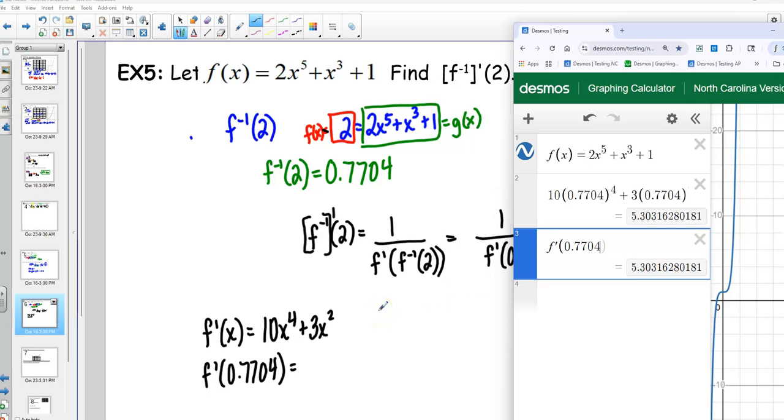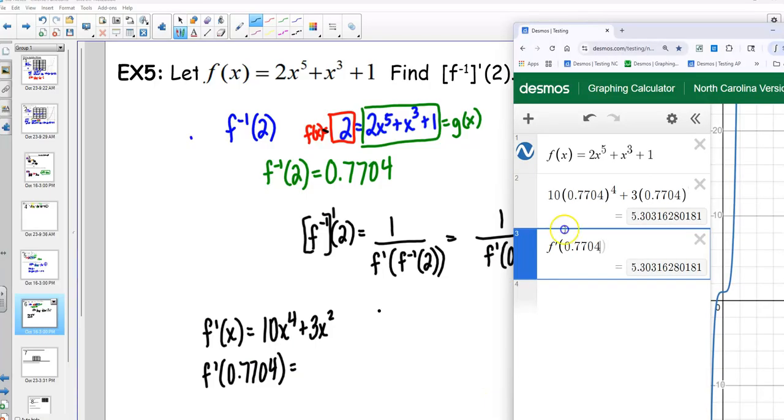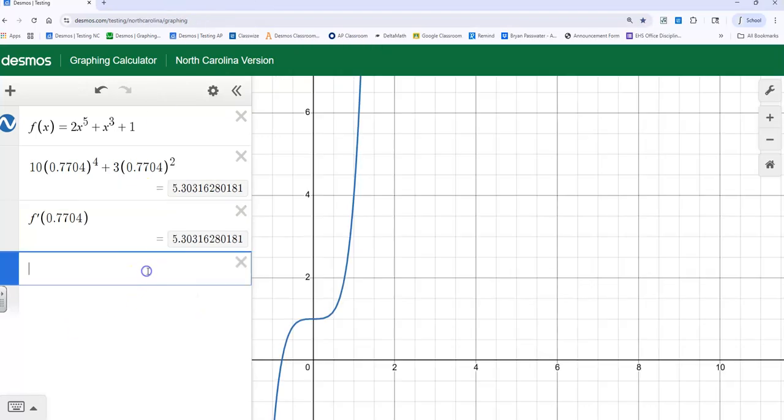So let's see, we got 1 over 5.303. Since that's a decimal inside of a fraction, they probably would go ahead here and just do 1 divided by this number right here and get 0.188 or 0.189.